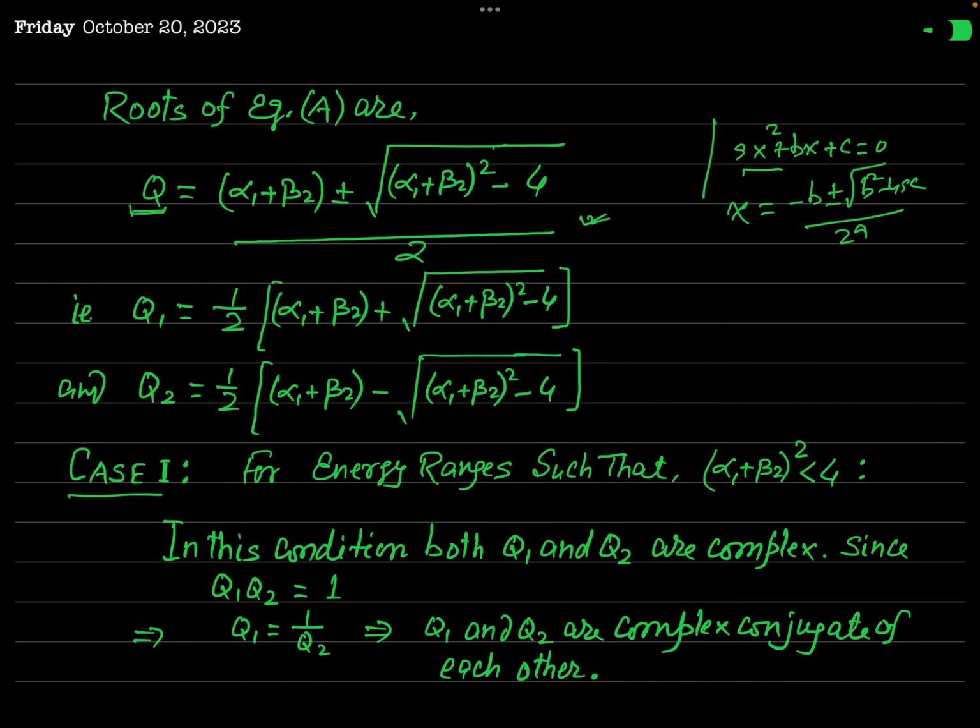Okay, you can see it. And taking the plus minus sign separately, we will have the two values of q. So the first root is q1 equal to this much: 1 over 2, (alpha 1 plus beta 2) plus square root of (alpha 1 plus beta 2) square minus 4. And the second root q2 is equal to 1 over 2, (alpha 1 plus beta 2) minus square root of (alpha 1 plus beta 2) whole square minus 4. So these are the two roots of this quadratic equation, or two values of q.